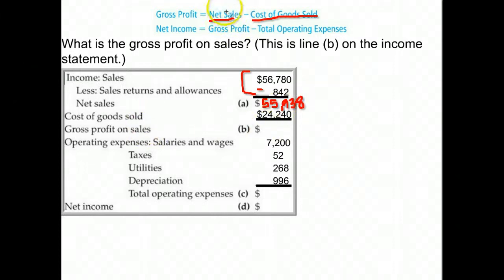Then to find the gross profit, now we're going to take those net sales we just found and subtract the cost of the goods that were sold. So we just subtract here. So we subtract 55,938 minus 24,240, and $31,698 once again is our gross profit on sale.